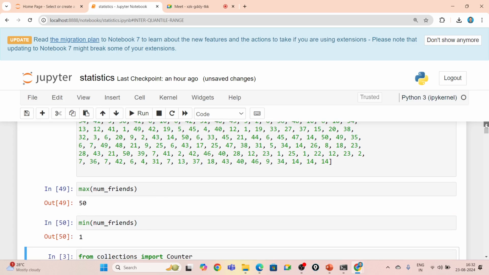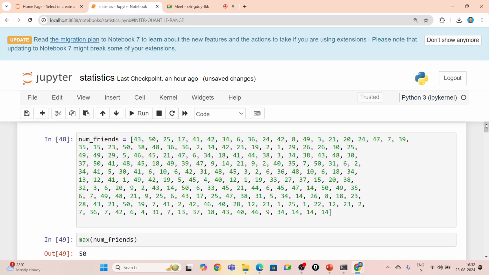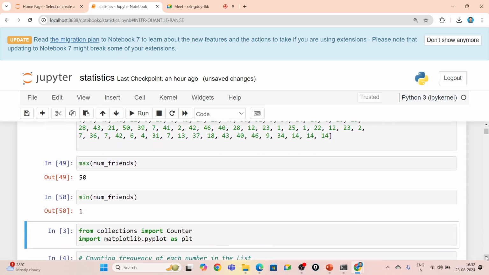So this is the first thing. We are talking about a single set, one variable only, one column. This is my column having the name num friends, which has this many values. Out of these given values, what is my maximum value? My maximum value is 50 and minimum value is 1.